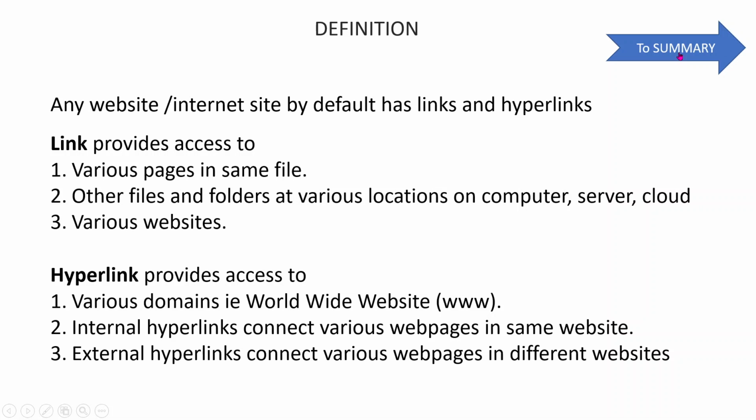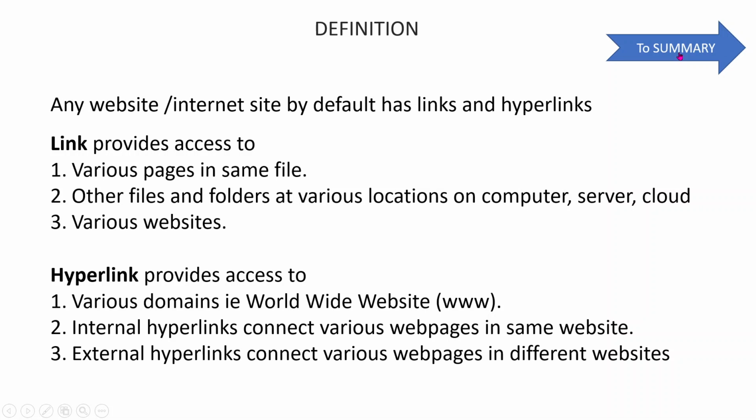Various pages in the same file are linked so that one can navigate from one page to another in the same file. Well, there are other files and folders at various locations on the computer, server or cloud which can be linked. We'll go through this example in one of the next slides. And last but not least, various websites are linked through their URL. Fine. What's the difference between link and hyperlink then?